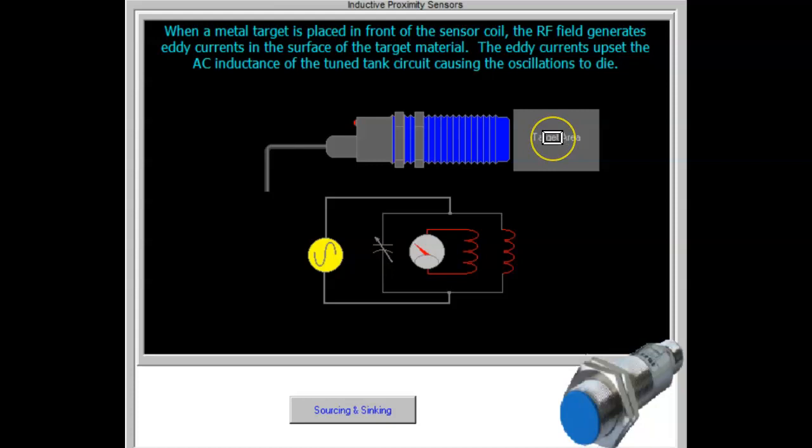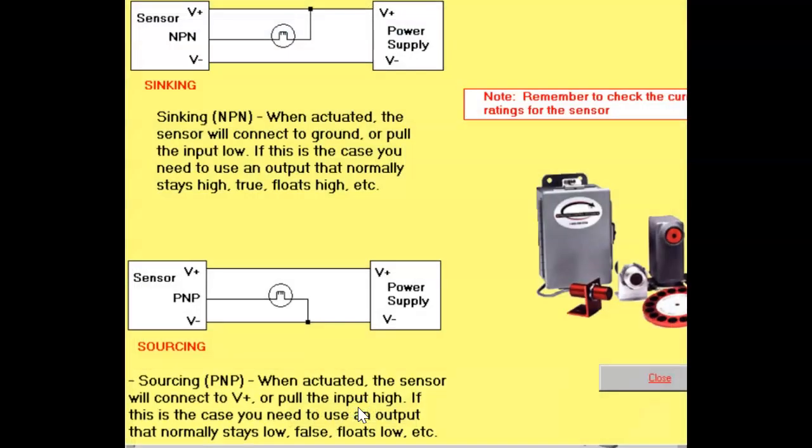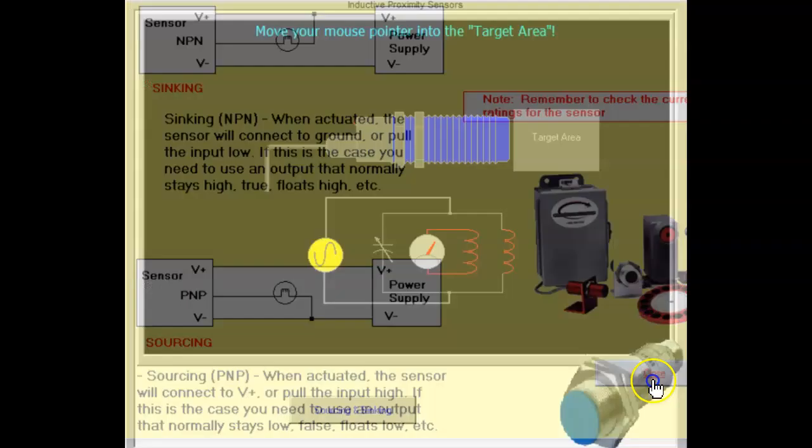When metal is placed near the sensor, the inductance of the coil increases. When the coil inductance changes, the tank circuit is no longer tuned and does not resonate to the frequency of the oscillator, causing current flow around the loop to decrease.